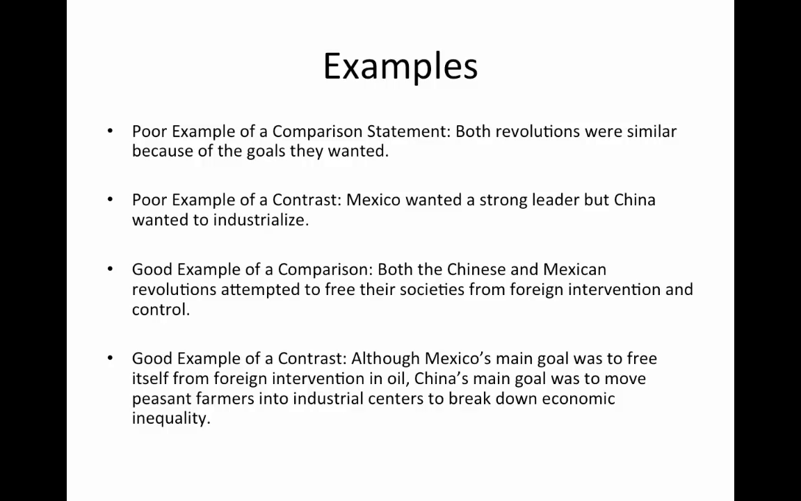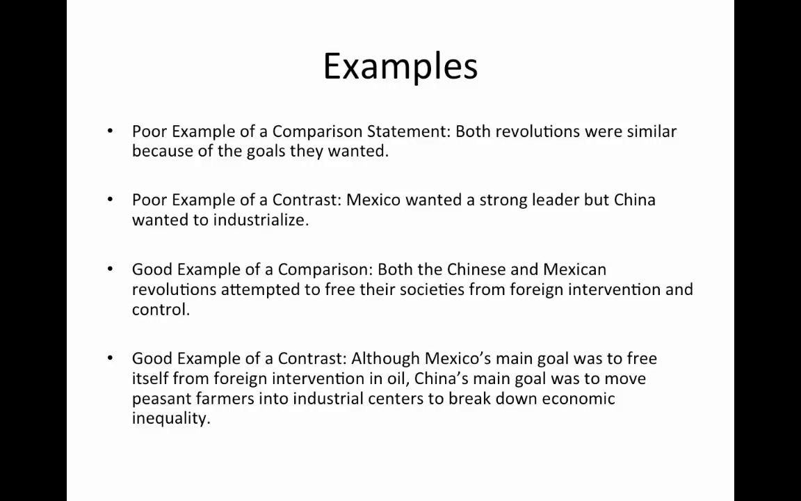It's really vague. Poor example of a contrast statement. Mexico wanted a strong leader, but China wanted to industrialize. Okay, tons of things that are really problematic about this contrast statement. At least they have Mexico and China in here. That's good. But take a look at what's happening here. Mexico wanted a strong leader. Okay, is that really about goals and outcomes? Is that really significant to what the question's asking?